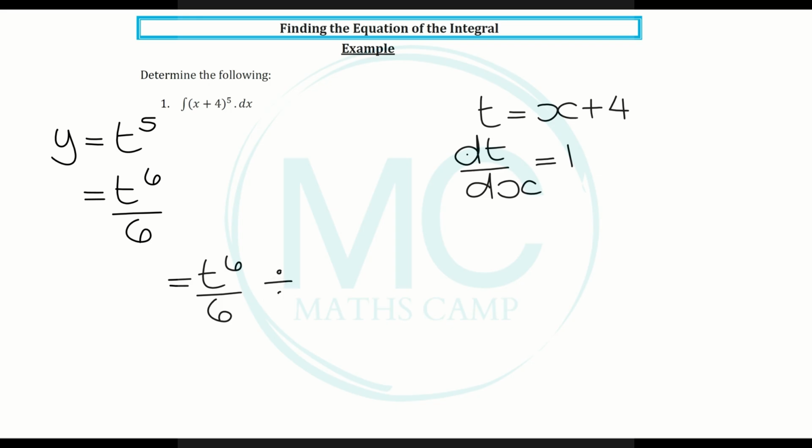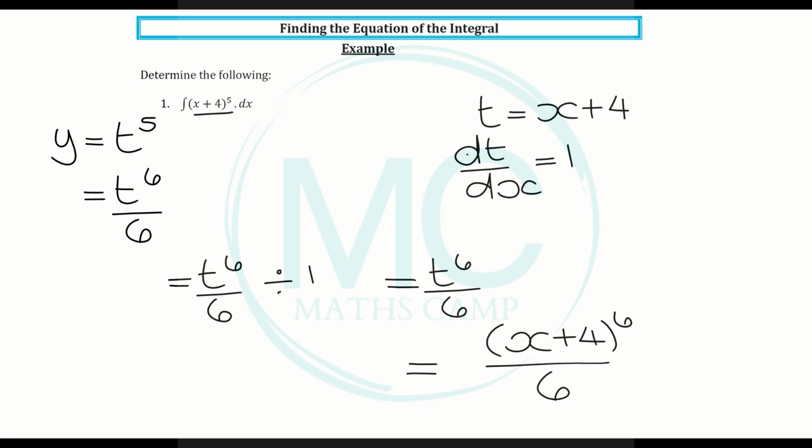Now for my equation, I'm going to have t with an exponent of 6 over 6 divided by my derivative, which is 1. And when you divide by 1, the value remains the same. So this remains as t with an exponent of 6 over 6. And now all we need to do is substitute the contents of the bracket back into t. And I'm going to have the bracket of x plus 4 with an exponent of 6 all over 6. Don't forget your constant. We say plus c.